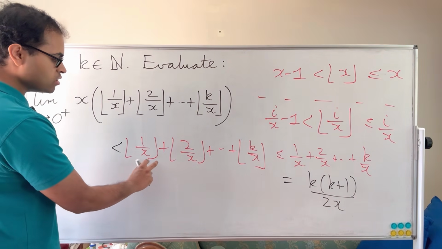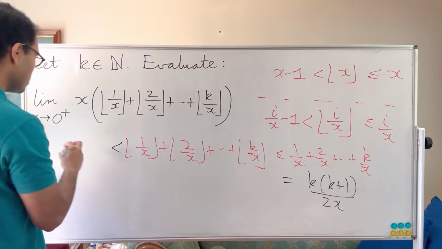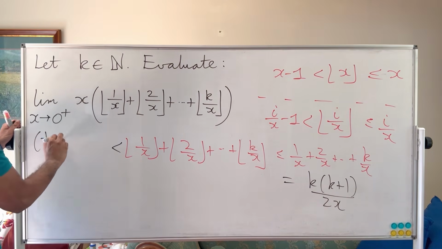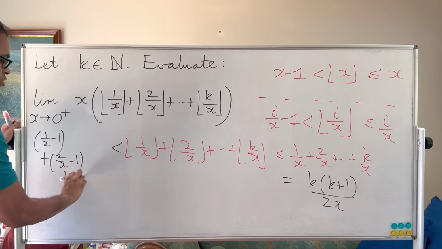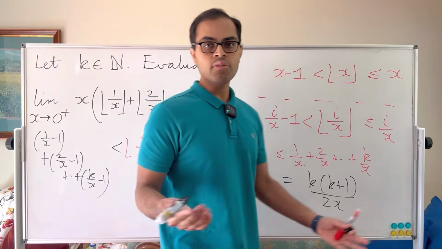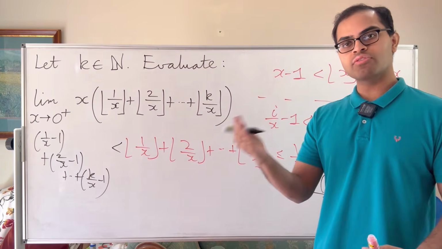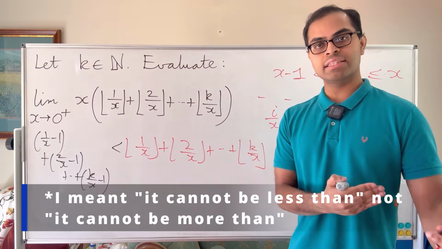Okay, so if you subtract off 1 from each of these without taking the floor function, then we're going to get basically 1 over x minus 1 plus 2 over x minus 1 all the way up to k over x minus 1. Okay, so that's what we're going to get. And that inequality again comes because when you take the floor, it's the greatest integer less than or equal to the number, so it cannot be more than 1 less than that number.